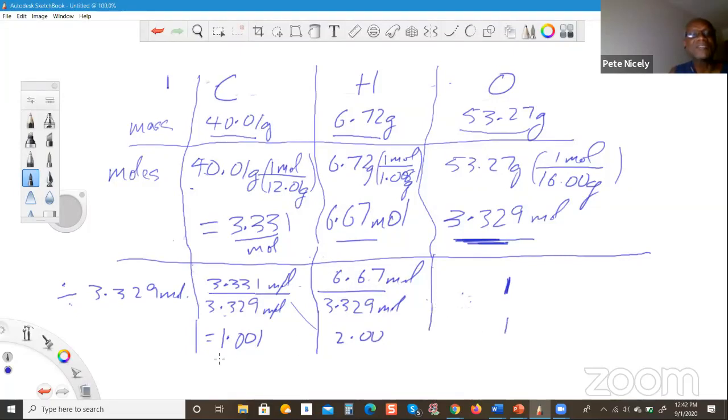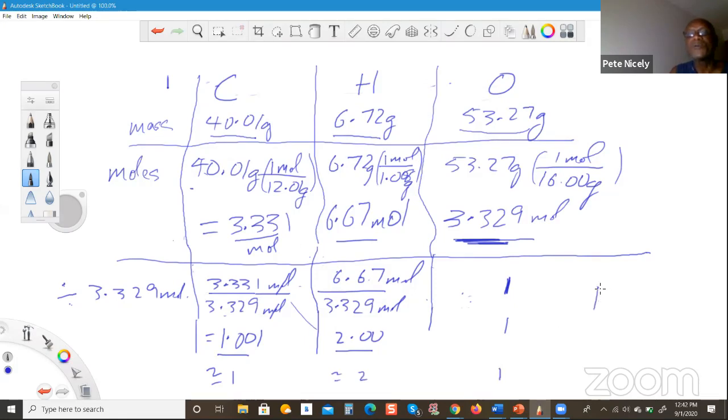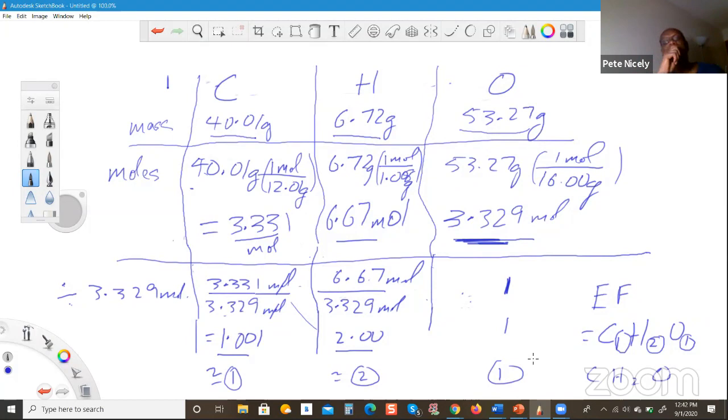So these numbers that we end up with at this point should be integers, right? So all we have to do is approximate this to 1, approximate this to 2, and this will be 1. So therefore, the empirical formula, based on what we have just done, would be equal to C1H2O1, or simply CH2O, all right? And of course, the numbers that we end up with as subscripts would be the corresponding numbers that we have determined here, here, and here. And that's basically how this problem is solved.